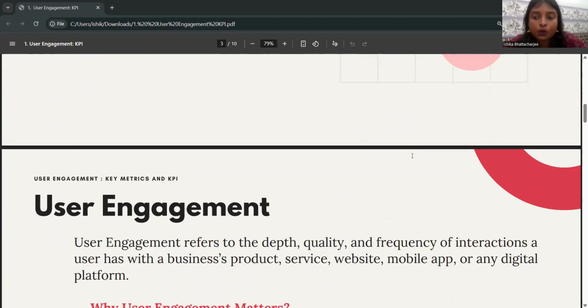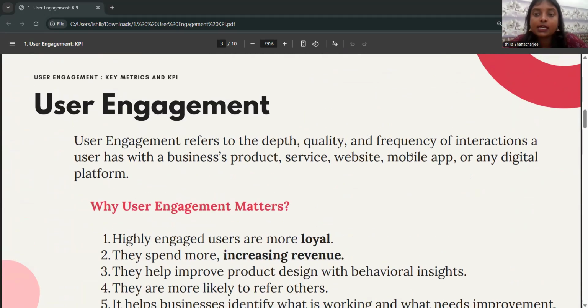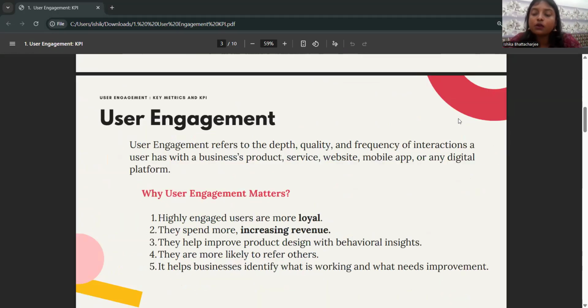So moving forward, let's just see this, that user engagement actually refers to the depth, quality, and frequency of interaction a user has with the business product, service, website, mobile app, or any digital platform. So basically, what it means is how a user is engaging with our platform is the main concept. So, how actively and meaningfully users interact with the product, app, or website is actually user engagement.